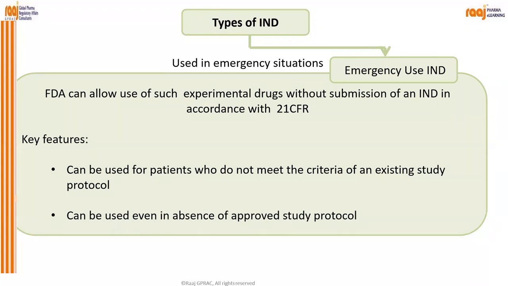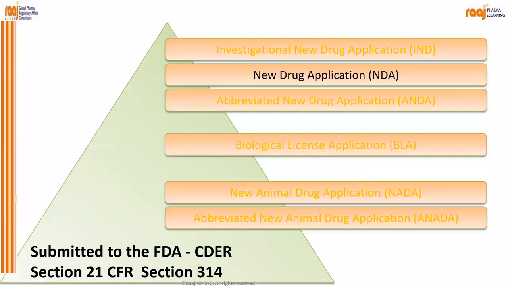Again, emergency. Here also we can cite corona, the COVID-19 vaccines and all. So in an emergency situation, under emergency use IND, FDA can allow use of such an experimental drug without submission of an IND, in accordance with 21 CFR. What are the key features? It can be used for patients who do not meet the criteria of an existing study protocol, and can be used in the absence of an approved study protocol also. I hope it is clear about IND. Say yes or no. Yes, ma'am.